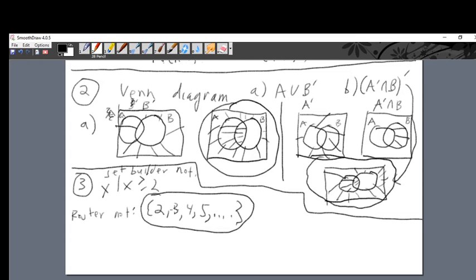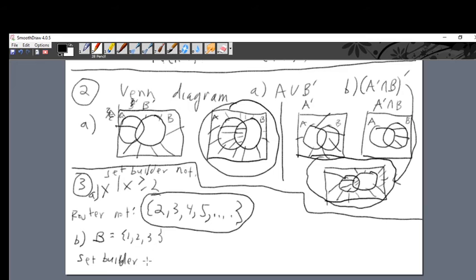Okay, what if they do the opposite? What if that was question 3A? What if they do this? Question B. They give you roster notation. Let's call it set B equals {1, 2, 3}. They give you roster notation, and they ask you to put it in set builder notation.